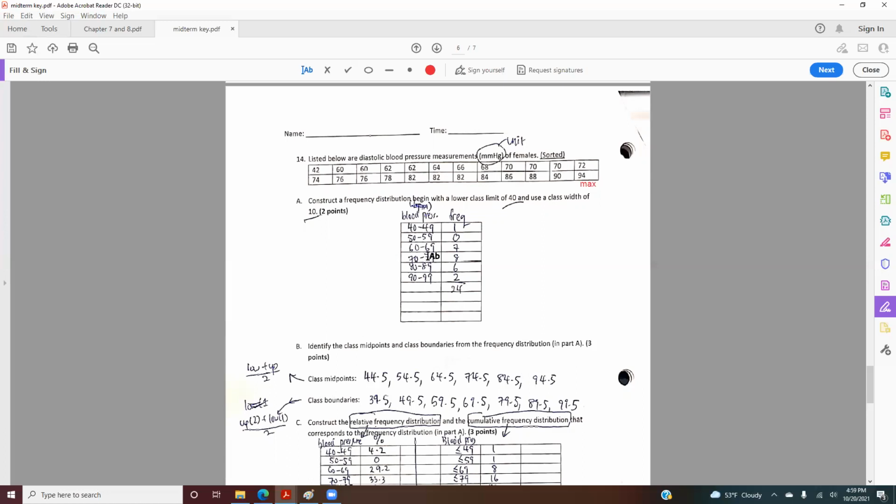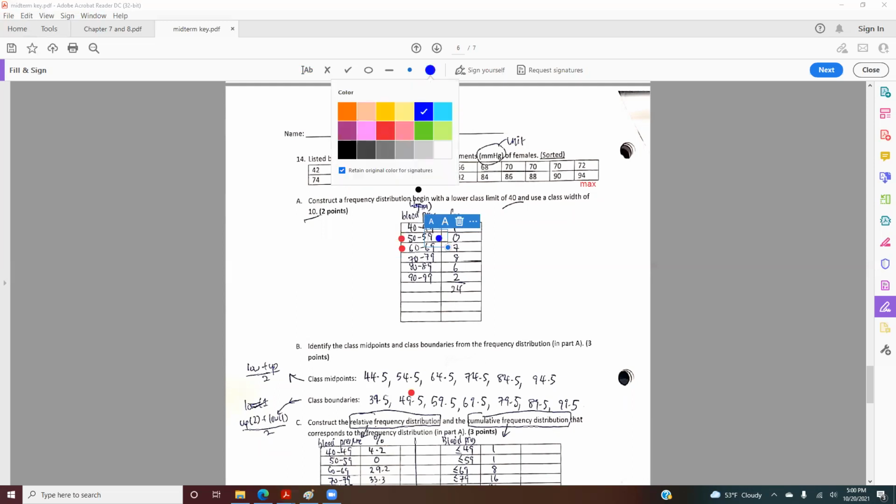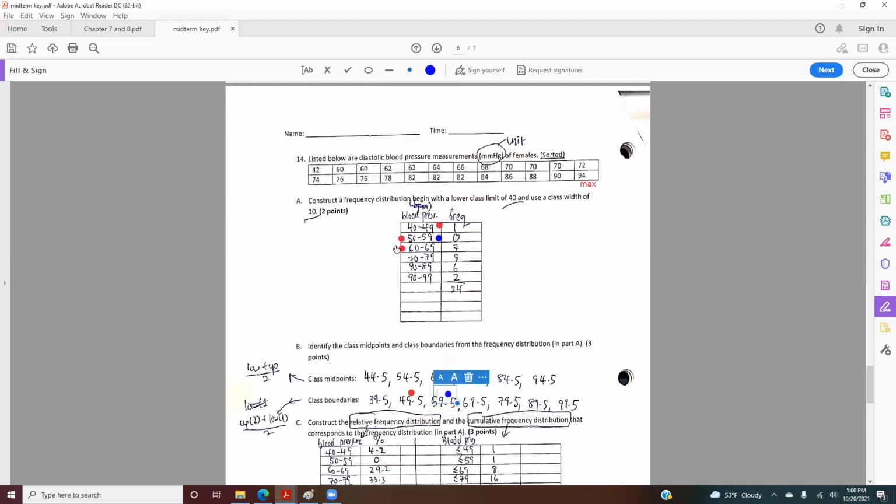For your class boundaries, you will be taking the upper of the first one. So you take this upper with the lower, you take these two and you add them up and divide it by 2. So if you take 49 plus 50 divided by 2, you will get 49.5. And then the next one is you add 59 to 60, the upper and the lower of this, and divide it by 2, and you will get yourself 59.5. So you will get this here.